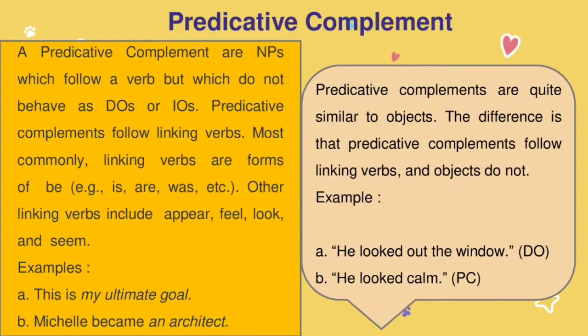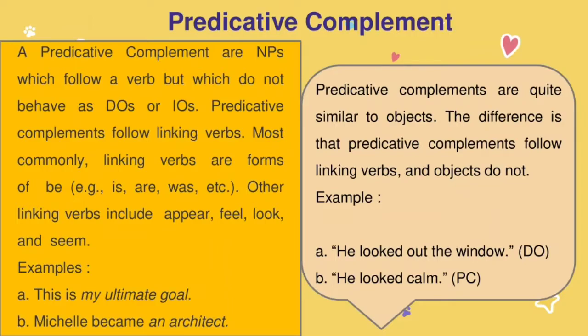Dan ada perbedaan objek dan predicative complement. Objek dan predicative complement sekilas terlihat mirip, namun ada perbedaannya, yaitu predicative complement mengikuti linking verb, sedangkan objek tidak mengikuti linking verb. Contoh dalam kalimat A: he looked out the window. Di sini the window sebagai objek, bukan sebagai predicative complement. Dan B: he looked calm. Calm di sini sebagai predicative complement karena mengikuti linking verb look.